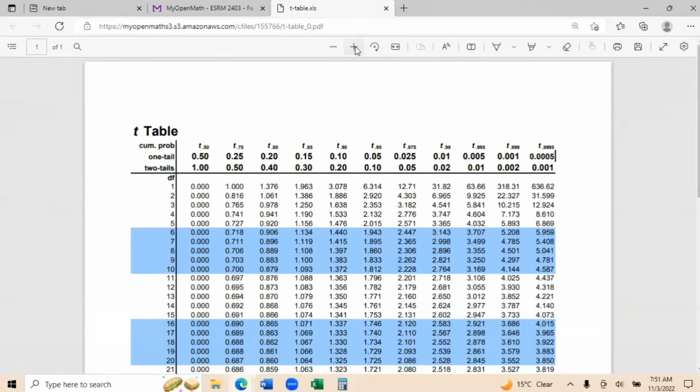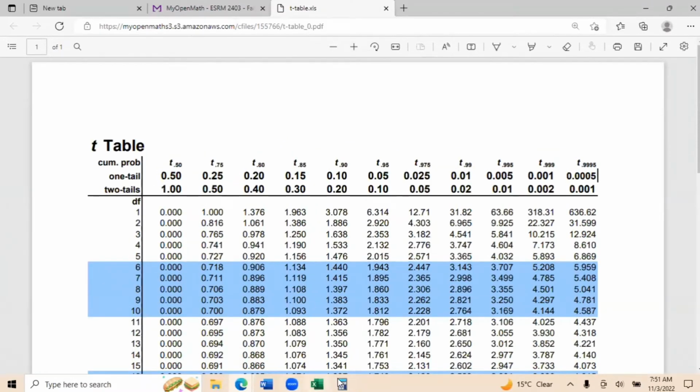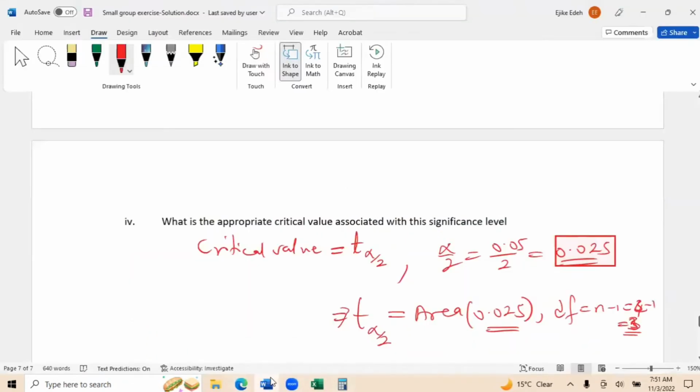So let's open that up. The T table here, we are looking for, remember, two tail. This is alpha over 2, so we're looking for two tail. So pay attention to that. Whenever you're calculating critical value, you use two tail. We're looking for two tail where you have 0.025 and degree of freedom of 3. So let's go back to the T table.